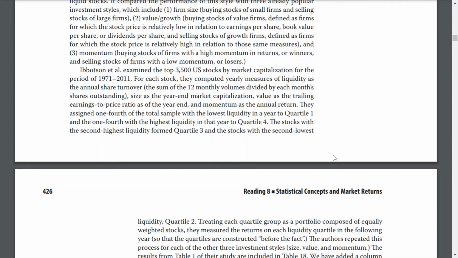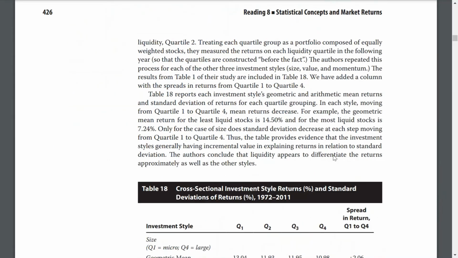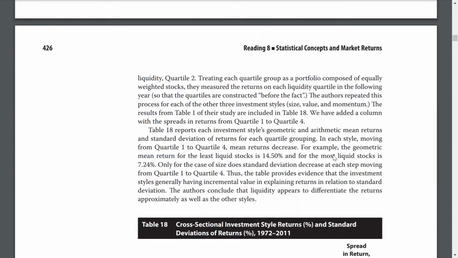and momentum as the annual return. They assigned 1/4 of the total sample with the lowest liquidity in the year to quartile 1, and the 1/4 with the highest liquidity in the year to quartile 4. The stocks with the second highest liquidity form quartile 3, and the stocks with the second lowest liquidity form quartile 2. Treating each quartile group as a portfolio composed of equally weighted stocks, they measured returns of each liquidity quartile in the following year, so that the quartiles are constructed before the fact.